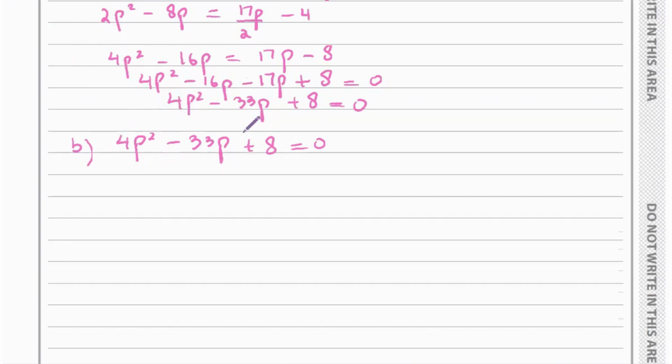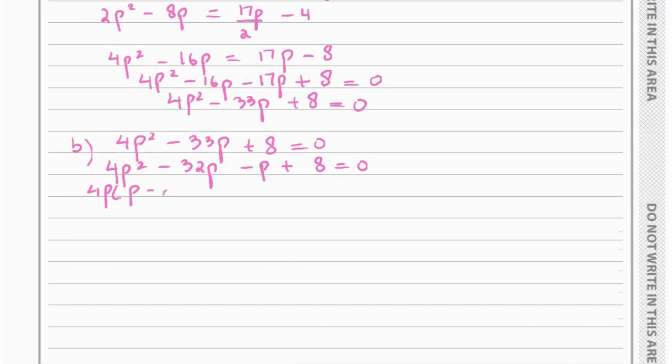4 times 8 is 32. Factors of 32 that we can use over here to replace 33 are 32 and 1. So 4p squared minus 32p minus p plus 8 equals 0. Now we do factor by grouping. In the first two terms, we have 4p common.